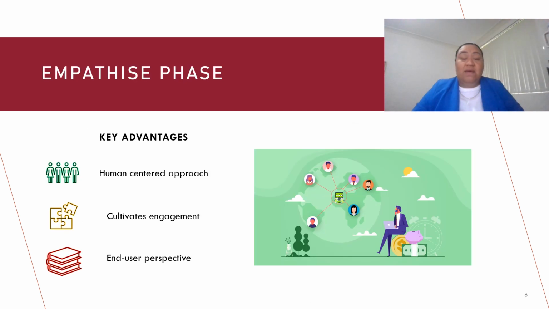First up, we have the empathize phase. This allows WSUL to apply a human-centered approach toward improving the physical and technological infrastructure. It also cultivates inclusiveness and engagement by developing more of an understanding of the end user's perspective. Therefore, in this case, it would allow all of those who utilize the WSUL campuses, such as staff, students, community members, and alumni.